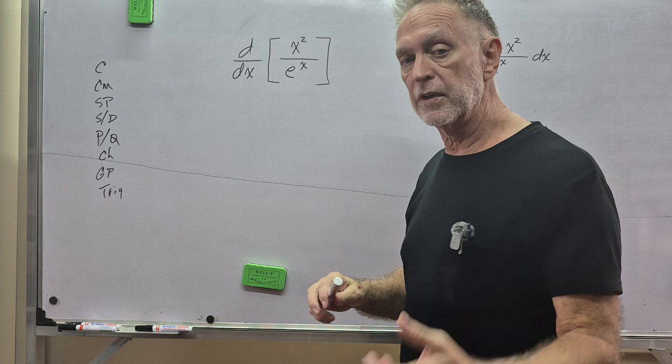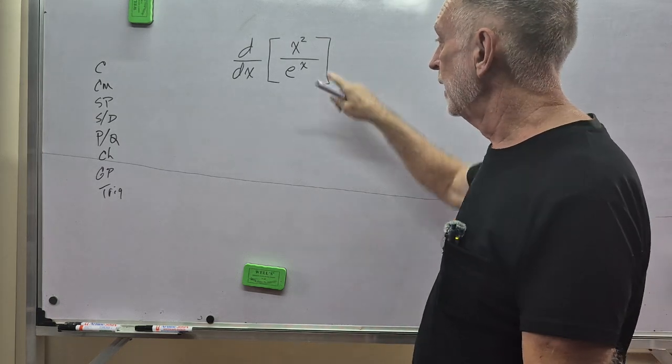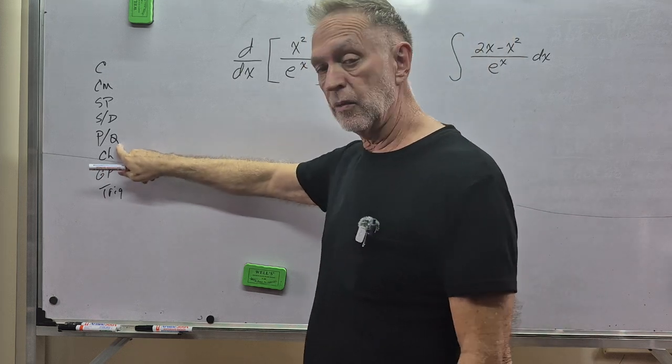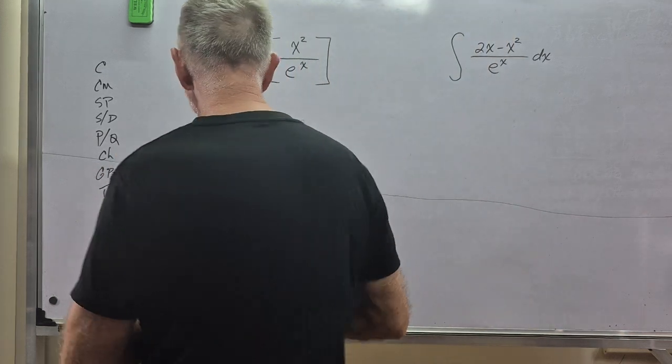Now we can solve this by one of two ways. We have this divided by that, so we would think, wow, can we use the quotient rule?